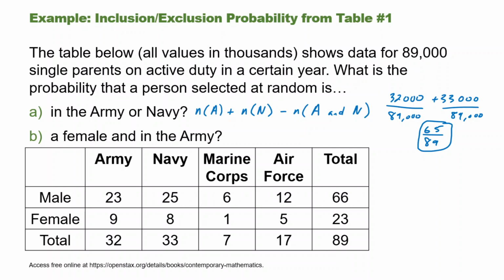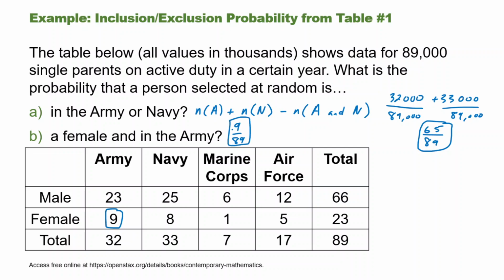Part B, a female and in the Army. Now this actually doesn't require the inclusion-exclusion principle at all because it says and, a female and in the Army. Well, if we look at our chart, there are 9 female in this table that are in the Army. So for this, it is 9 out of 89. It's a matter of reading that. 9 out of 89 for a female and in the Army.